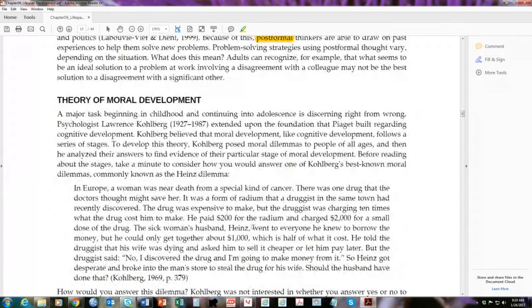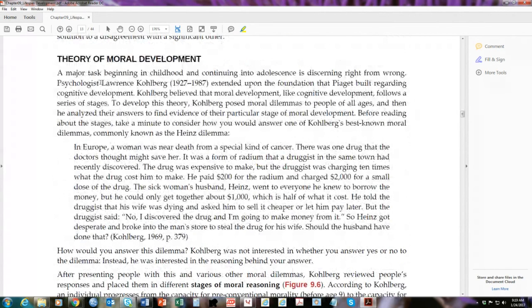Now, moral development, and the guy here is Lawrence Kohlberg, had one of the theories that was pretty widely cited in introductory textbooks. For instance, I have not seen an introductory textbook that doesn't talk about Kohlberg's theory of moral development.